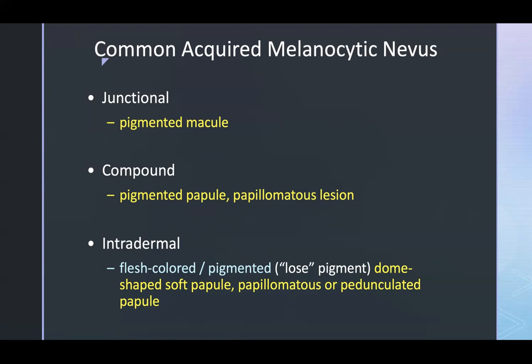And then intradermal nevi are typically flesh colored to pigmented. They lose their pigment oftentimes because they're deeper in the dermis. That gives them more of a skin colored appearance. They're dome shaped, usually soft, and they can be papillomatous or pedunculated.